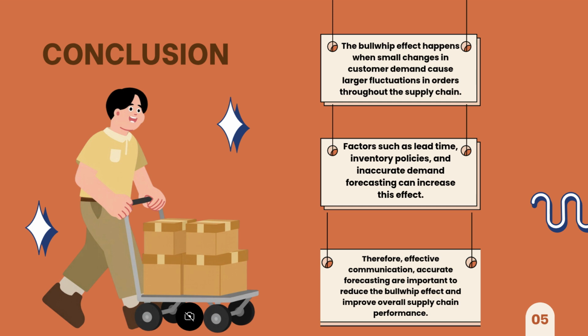This knowledge can be applied in real business situations by improving demand forecasting, reducing delivery lead times, and using real-time information systems. Businesses can also strengthen cooperation with suppliers and logistics partners to ensure smoother inventory management. By controlling the bullwhip effect, companies can reduce excess inventory, avoid stock shortages, lower operating costs, and improve customer satisfaction.